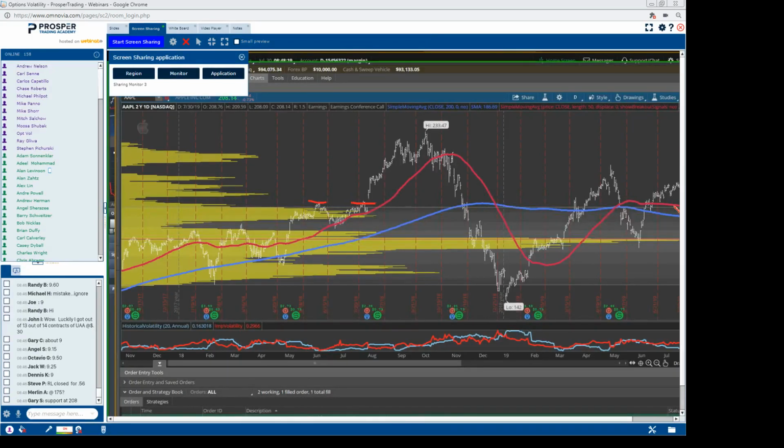Gary, we're looking for support and resistance near the expected move areas.